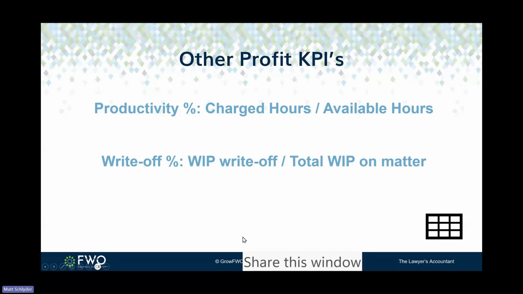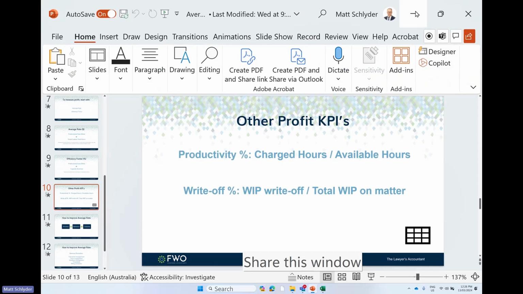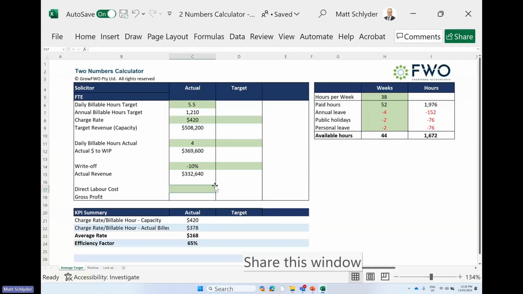Okay, so let's run through a couple of other little scenarios here on our numbers calculations. I'm just going to put in here a salary of $125,000. That shouldn't be a minus, that should just be a normal number. So if we look at this particular solicitor, they've billed out $332,000. It costs them $125,000, so they make a gross profit out of that of $207,000.